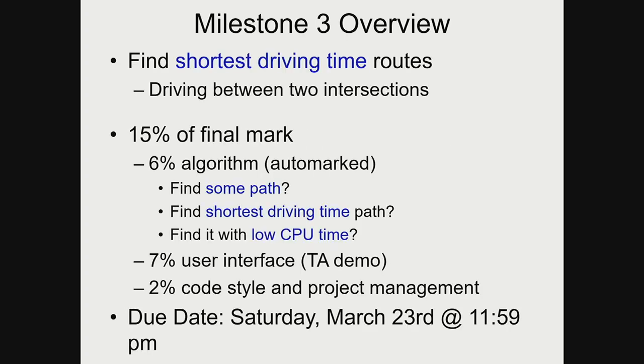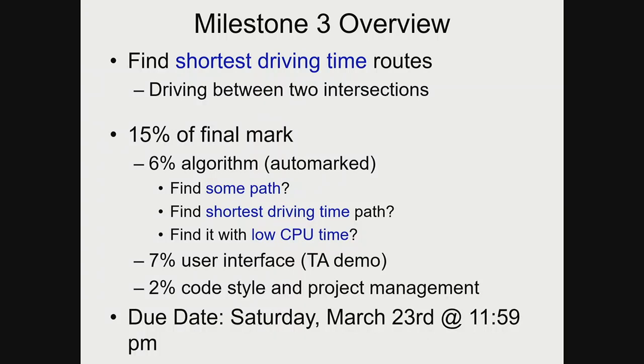Milestone 3 is divided into two portions. One portion is algorithmic, where you're going to find the shortest driving time, or the shortest path, between two intersections. Imagine that you're driving in Toronto and you want to go from Spadina and College to, for example, Bloor and Yonge. You're going to find the path that gives you the minimum travel time, assuming that you're driving at the speed limit, which is the most optimistic speed.